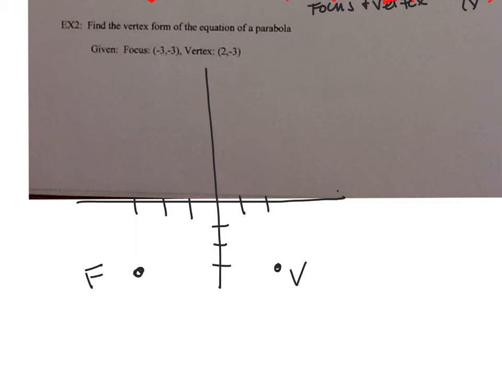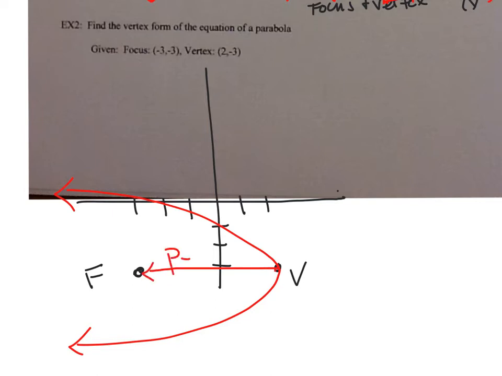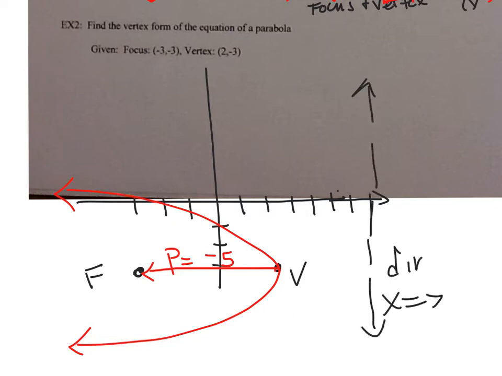All right, so remember, my parabola has to hug the focus. So it has to be opening up to the left here. Okay, so the distance from vertex to focus is 5. So p is equal to, now since it's 5 to the left, it's going to be negative 5. So my directrix would be 5 to the right, which would be at x is equal to 7.